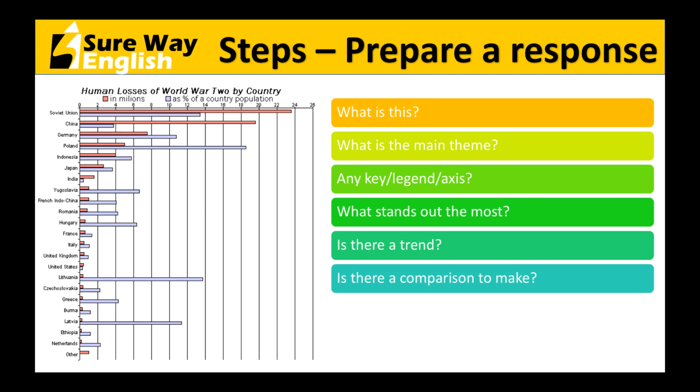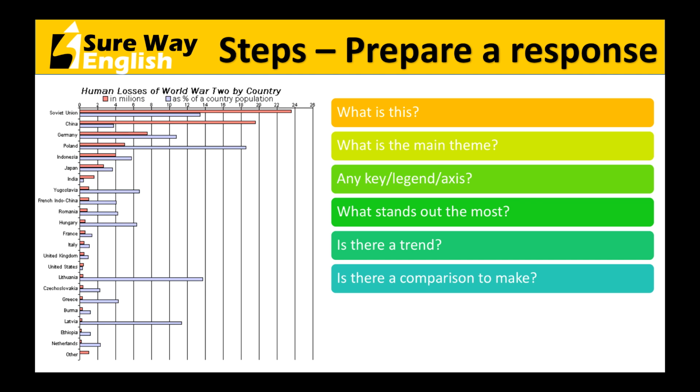When you want to make a comparison, you have already identified what the highest point is, right? That is the loss of the Soviet Union. You can definitely make a comparison. You can say that the Soviet Union lost 24 million, but the third highest number, which is the loss by Germany at close to 8 million, is almost one third of that of the Soviet Union, right?